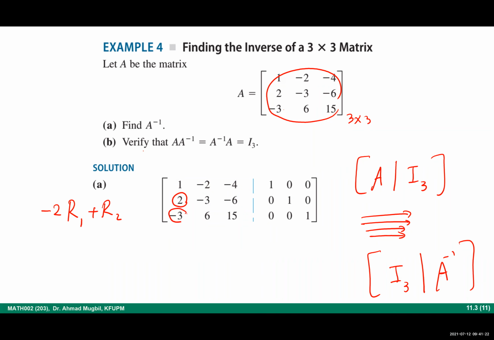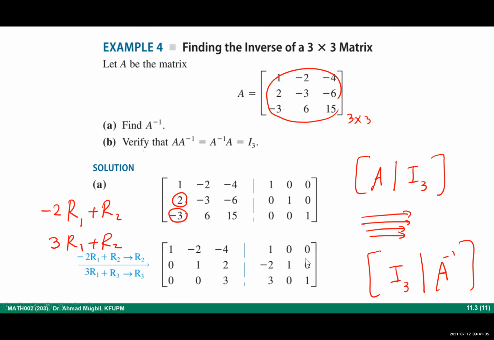Also, I want this to be 0 as well. What can I do? Multiply row number 1 by what? By 3. Then add it to row number 2. Get ready, ya shabab. I will ask you about the operations. So this is step number 1. You have to do it one by one. Start one by one.